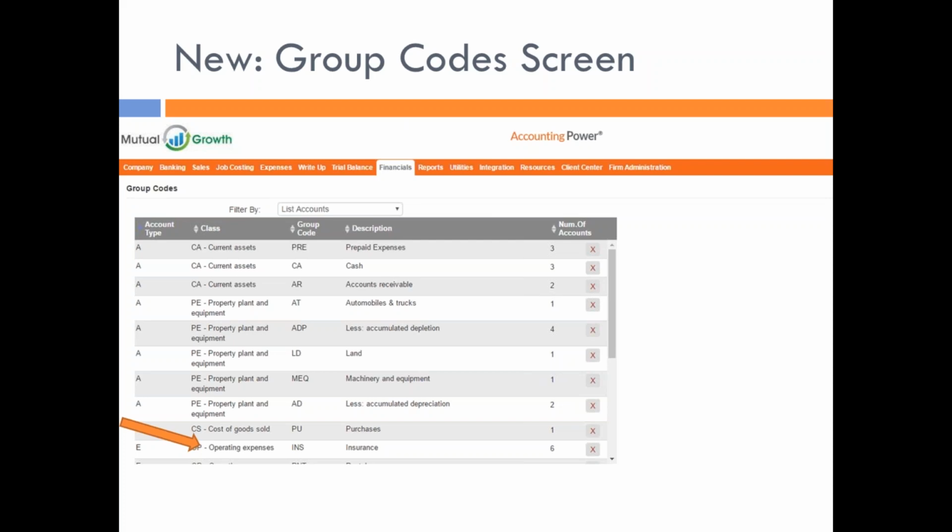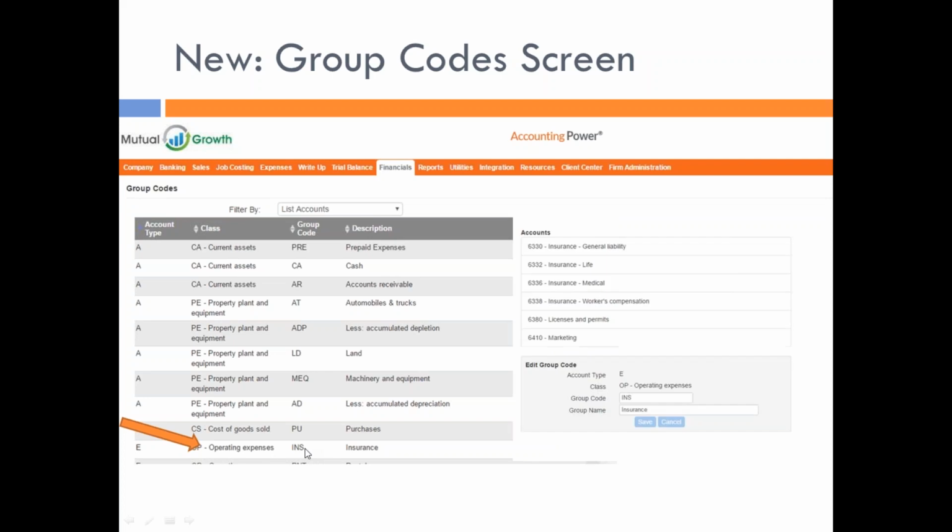Another thing that you have on this screen is the ability to see what makes up that group. So if I click on this line, operating expenses, insurance, a little window will pop up, and it'll give me a listing of every account number and name that's in that group. It'll give me the group code, the name of the group, the account type, and also the class that it's in. So it's pretty easy to come in and really see how you've done the grouping.